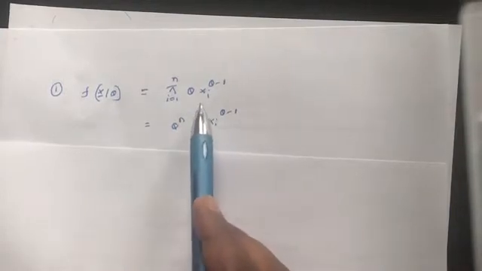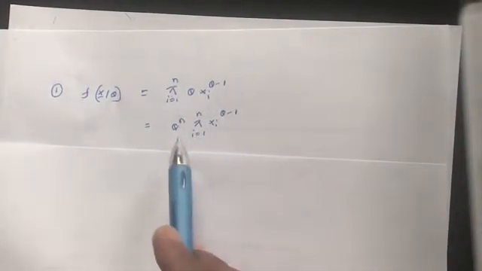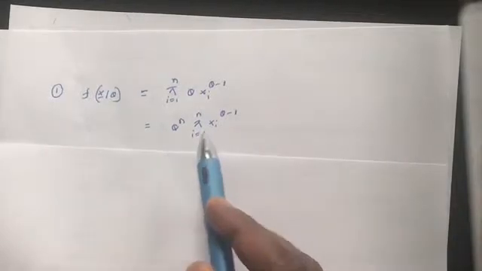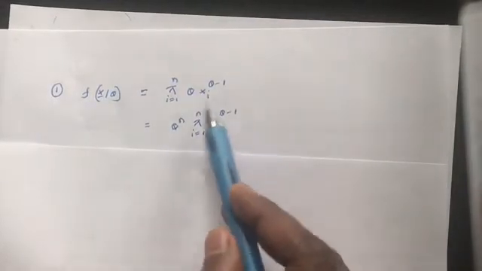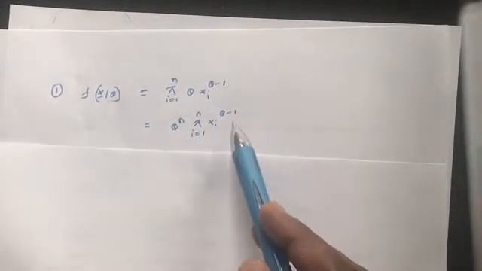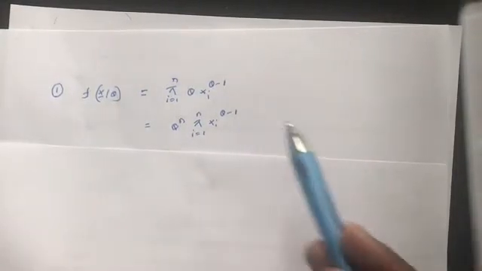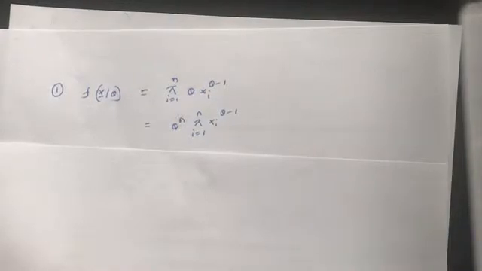You can see this theta is independent of this i, so you can factor that out. So there are n theta values, which you can write as theta to the power n, and here you can write the other term as the product of xi to the power theta minus 1. So this is our likelihood function.